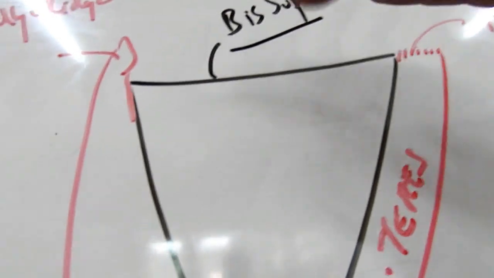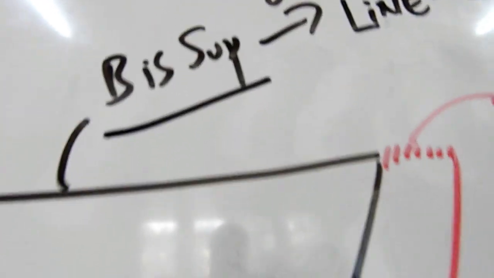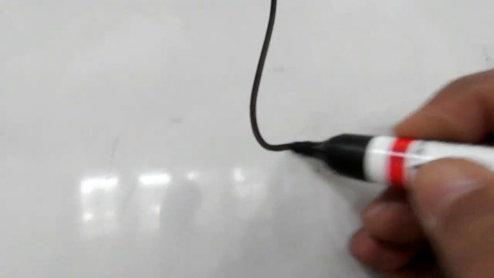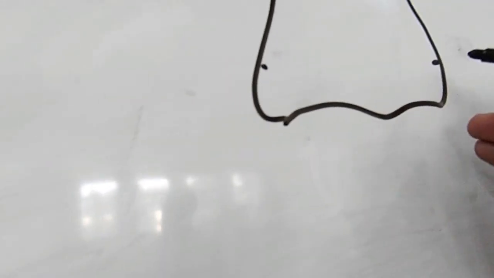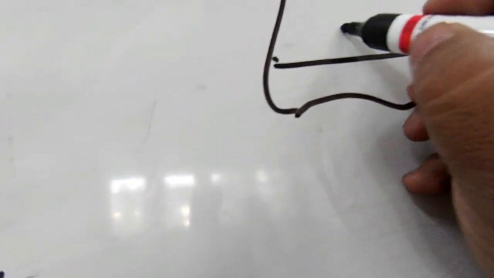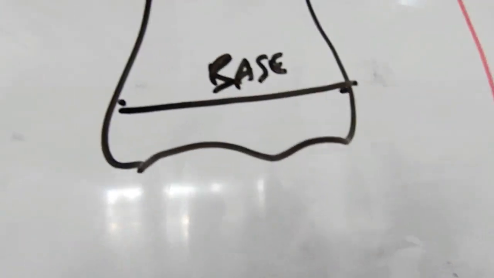The base is generally superiorly placed and it's just an imaginary line connecting the two epicondyles of the humerus. If this is the humerus, we have the lateral as well as the medial epicondyles, right? This is the imaginary line which passes between them that forms the base of the cubital fossa.